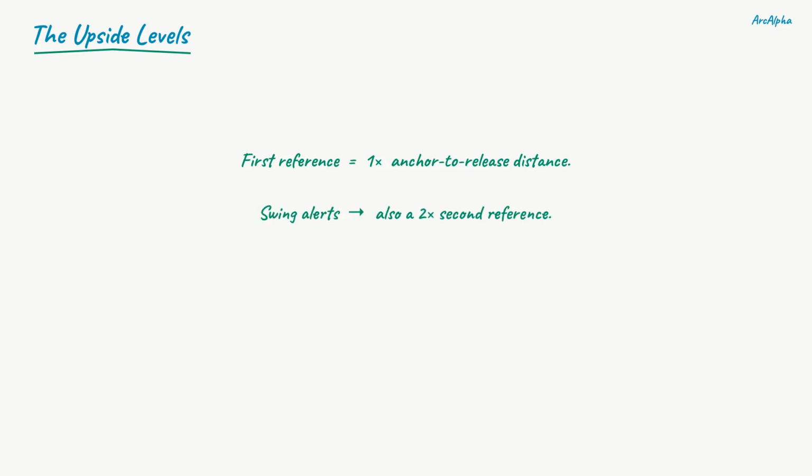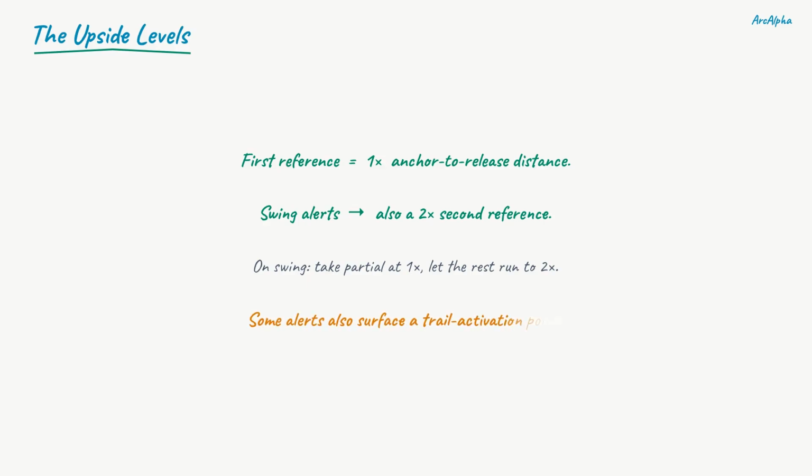Now the upside side. Every alert has at least one measured move reference, a forward level at 1 times the anchored release distance, projected past the release point. Swing cadence alerts get a second reference at 2 times the same distance. On swing alerts, the first reference is a checkpoint. Many users take partial profits there and let the rest run toward the second.